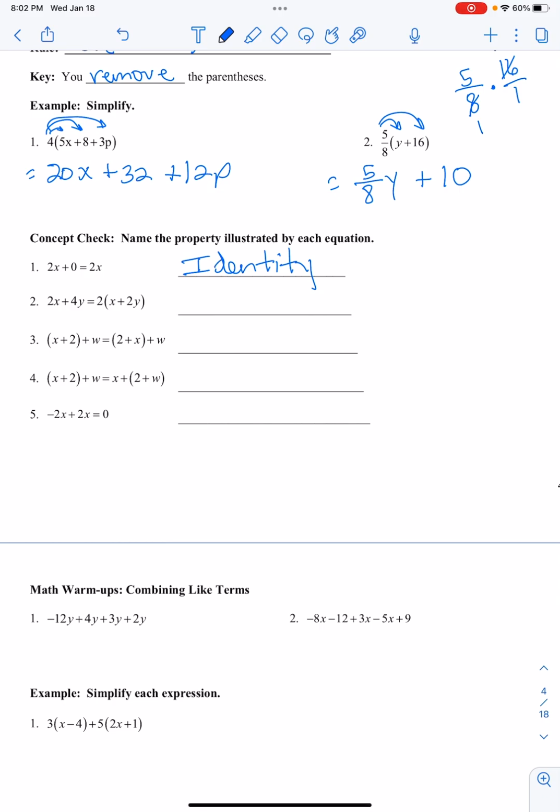On problem 2, I see that parentheses are on one side and they're not on the other. The 2 has been distributed, so this is distribution. On 3, x and 2 are grouped together on both sides, but the order has changed. So on the left, it's x plus 2, and on the right, it's 2 plus x. So this is the commutative.